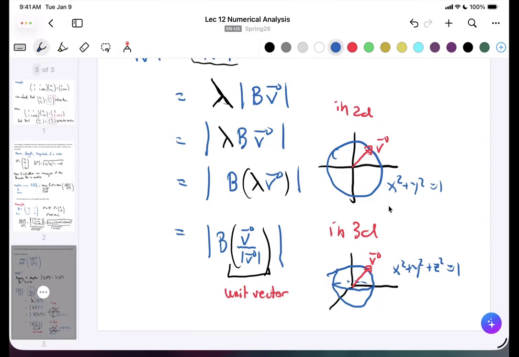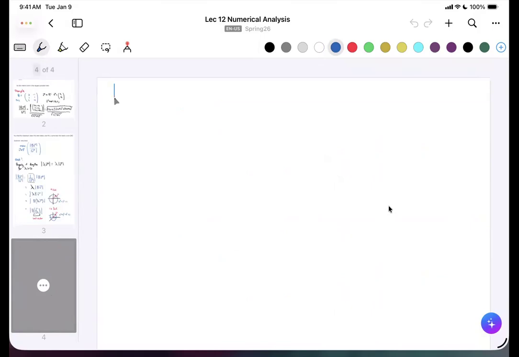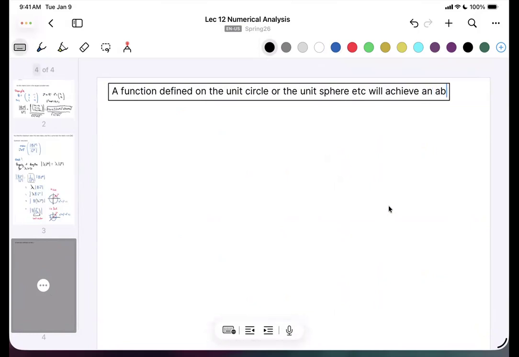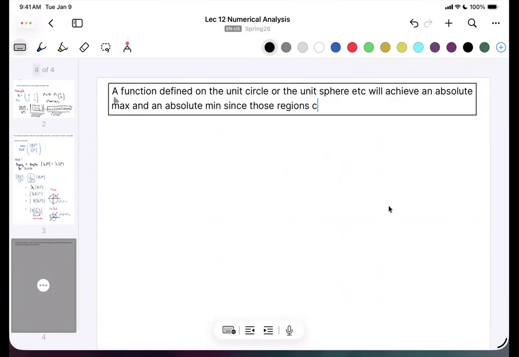So that is the reason why there will be an absolute max, because you're finding the absolute max on a compact subset, which is another way of saying a function defined on the unit circle or the unit sphere, etc., will achieve an absolute max and an absolute min, in fact, but we care about the absolute max, since those sets or regions are compact, and compact means closed and bounded.